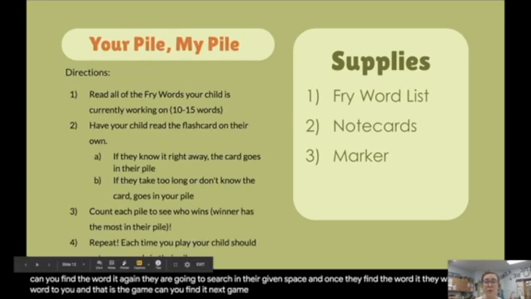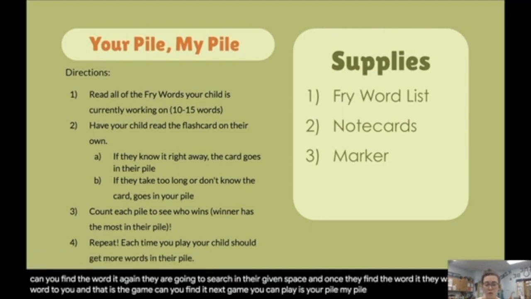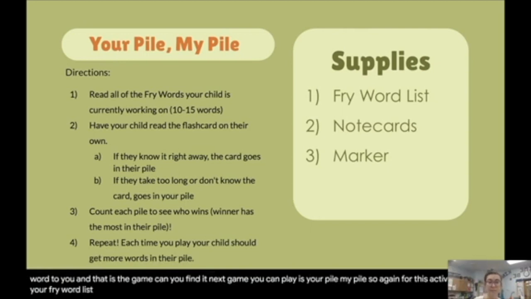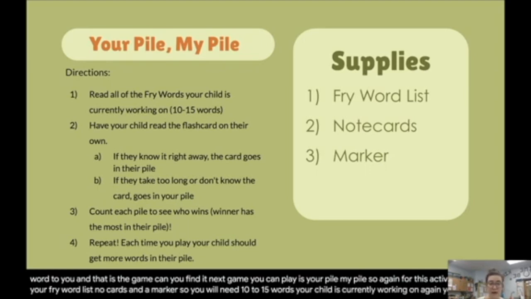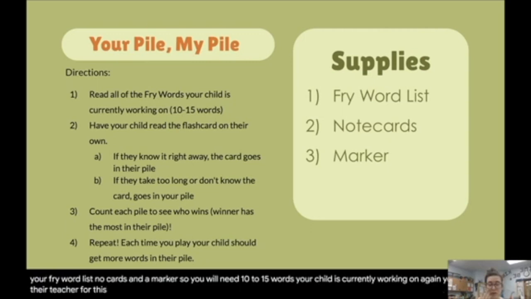The next game you can play is Your Pile, My Pile. So again, for this activity, you need your fry word list, note cards, and a marker. So you will need 10 to 15 words your child is currently working on. Again, you can ask their teacher for this information, and they should be able to provide you with a list.